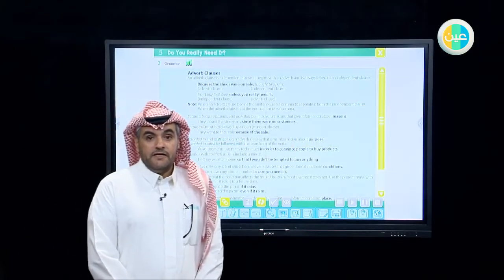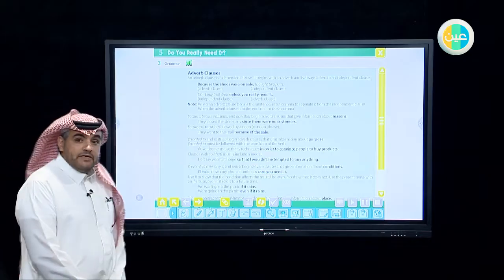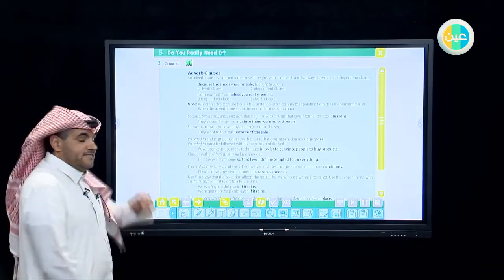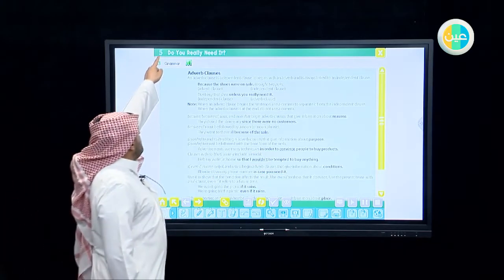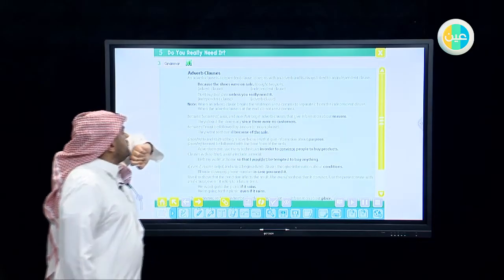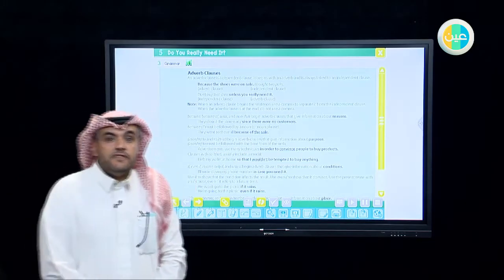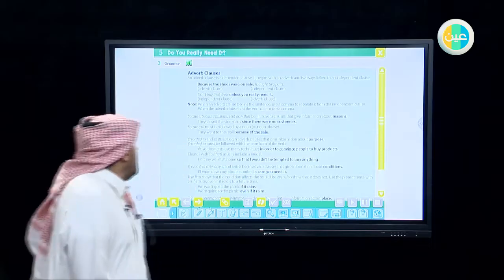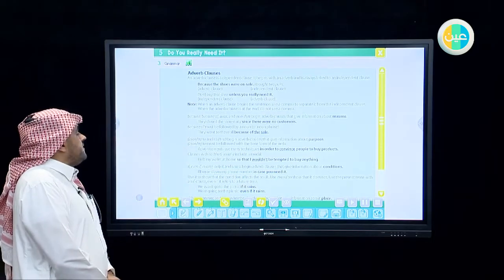This is Ahmed Al-Gheli teaching Mega Goal 5. This is the second class for Unit 5. The title of this unit is Do you really need it?